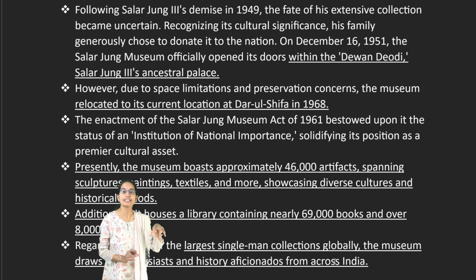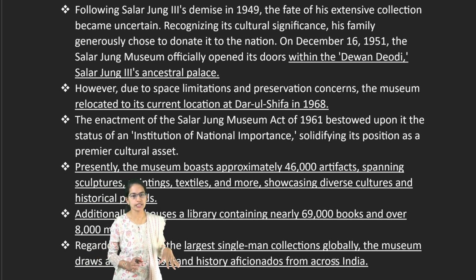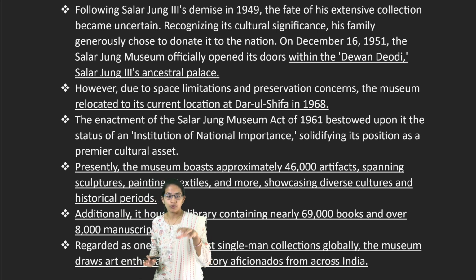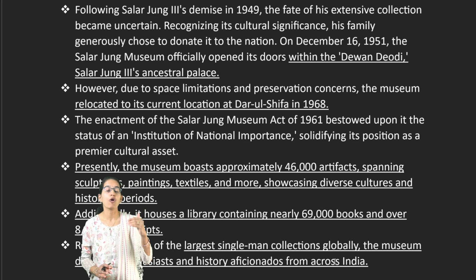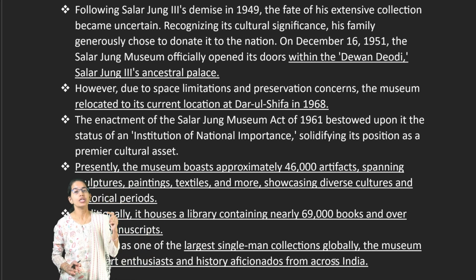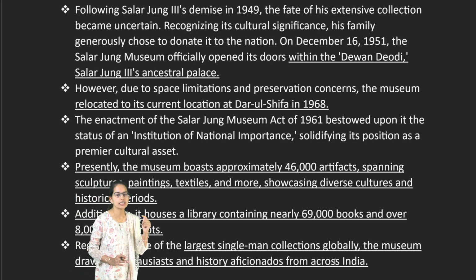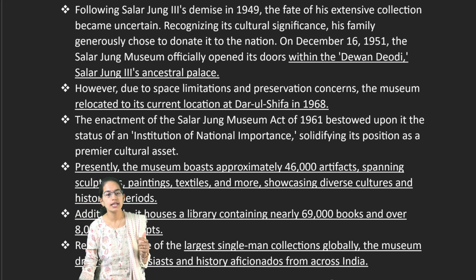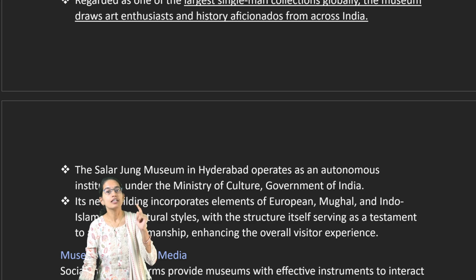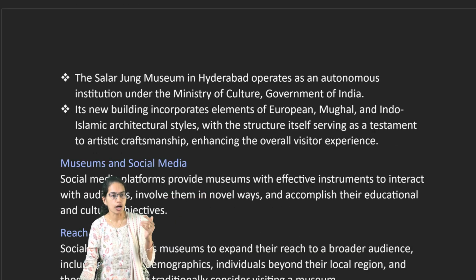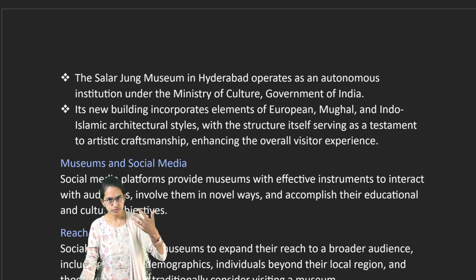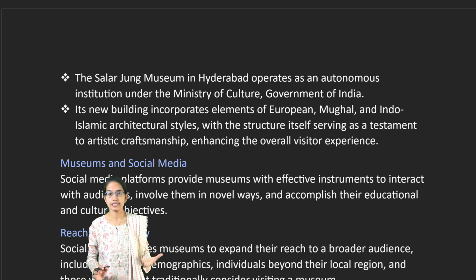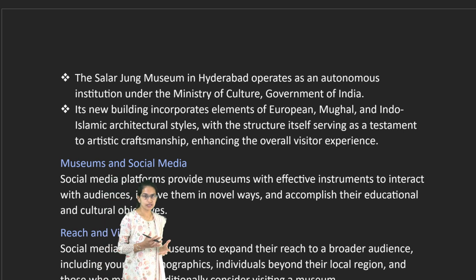Now it has nearly 46,000 artifacts, 69,000 books, and 8,000 manuscripts, and all of these have been part of a single man's collection. Therefore, this is one of the largest single-man collections globally, and it has worldwide viewers who come to Salar Jung Museum to understand the intricacies of the artifacts being preserved there.